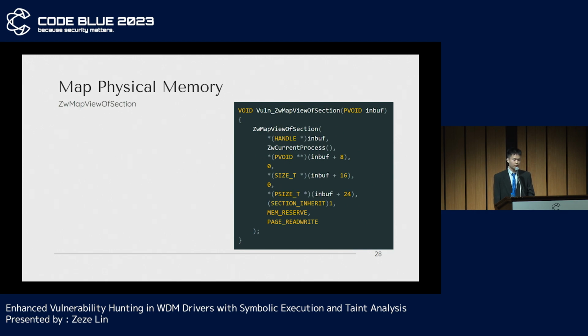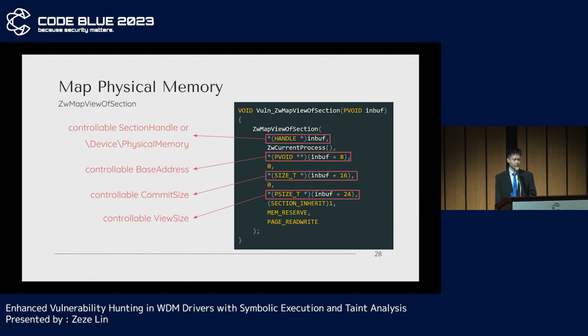Another situation for physical memory is that IOCTLens hooks ZwMapViewOfSection and sees if the section handle is controllable or it is physical memory, and the base address or commit size and view size are controllable. If the conditions are satisfied, it may lead to elevation of privilege.